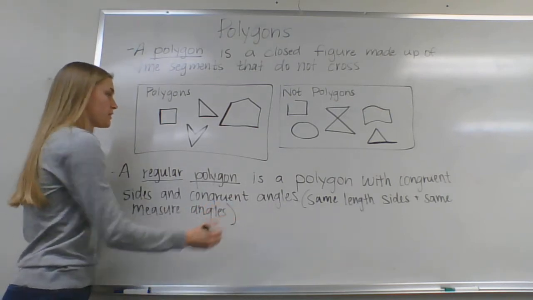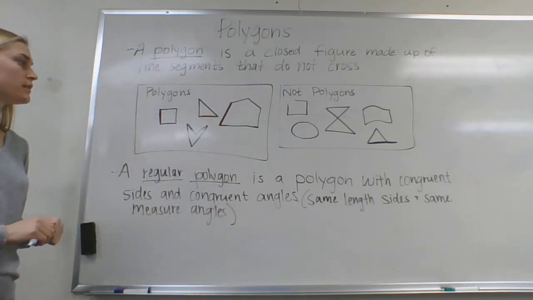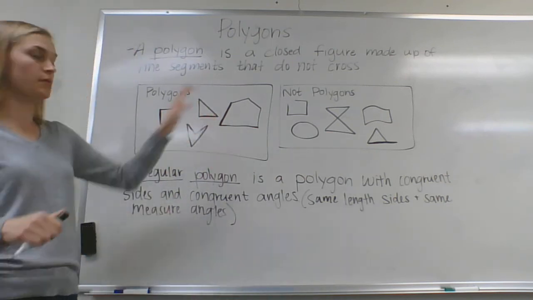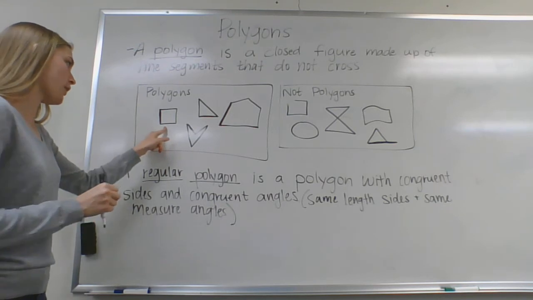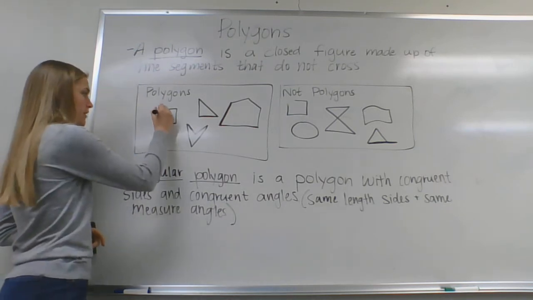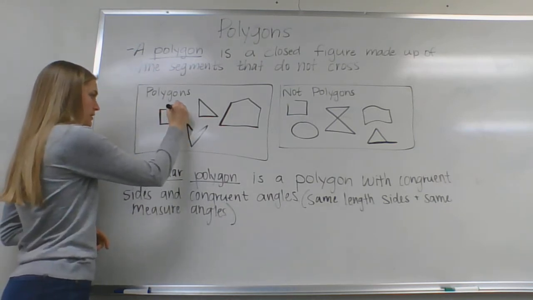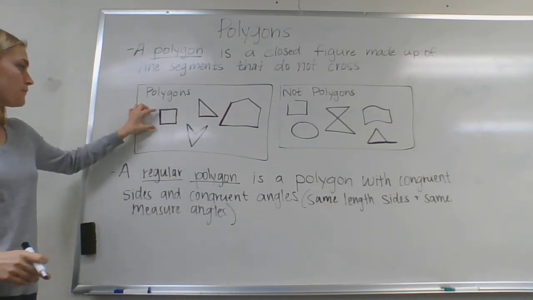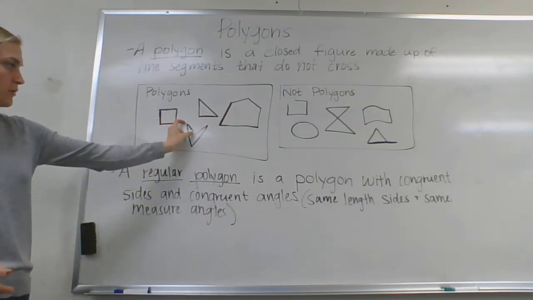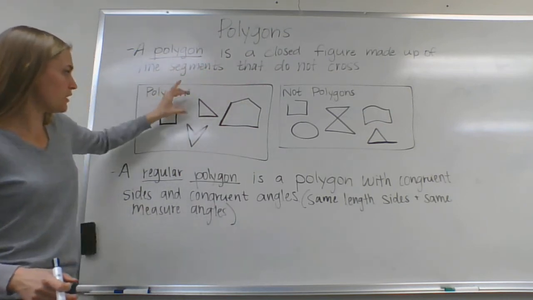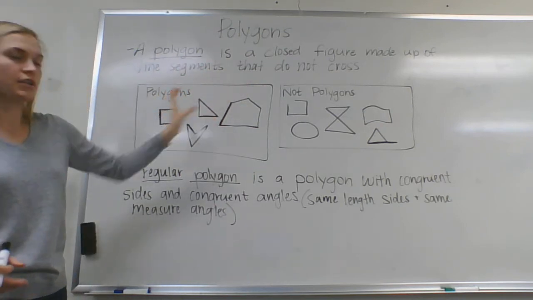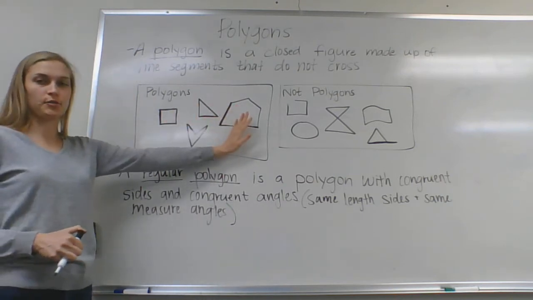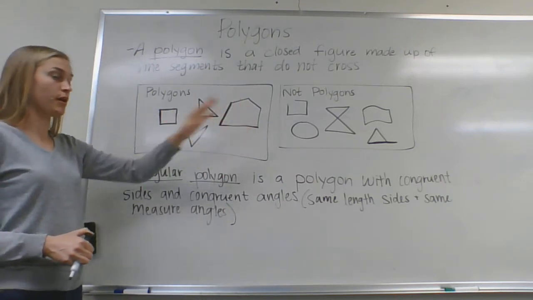So if we look at some of these that we made, I only see one regular polygon out of these polygons that we made. And that would be the square. Because the square has the same length sides. Each side is the same in the square. Right? Whereas this one has a long one and a short one, a long one and a short one. This one's shorter than that one. So they don't all have the same length sides. So none of those could be regular polygons. But they are still polygons.